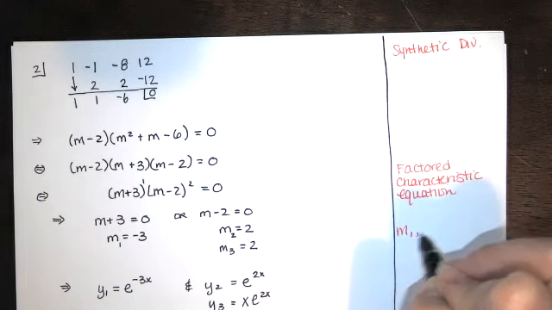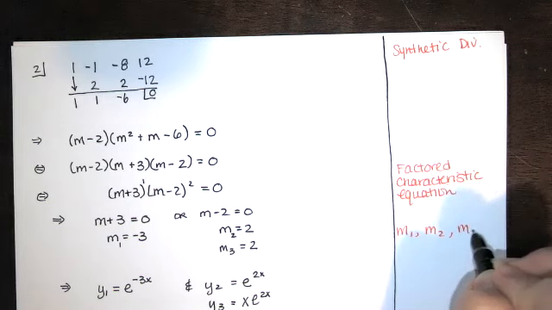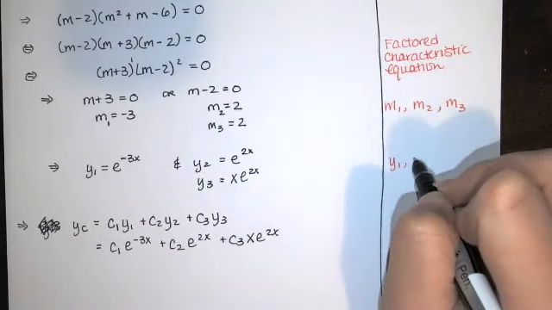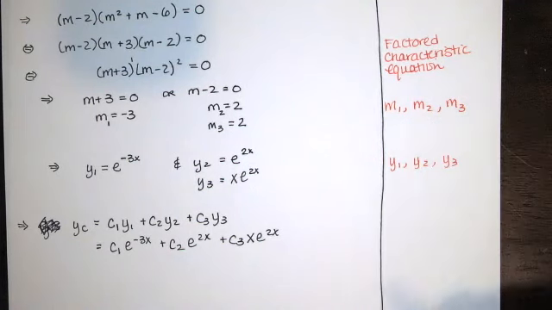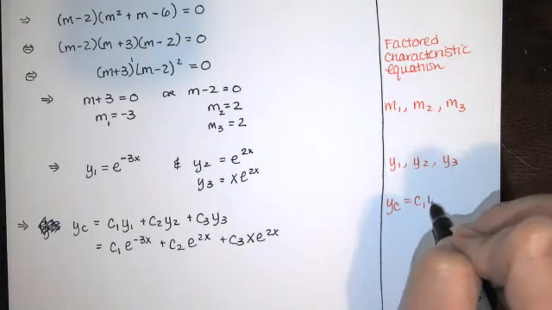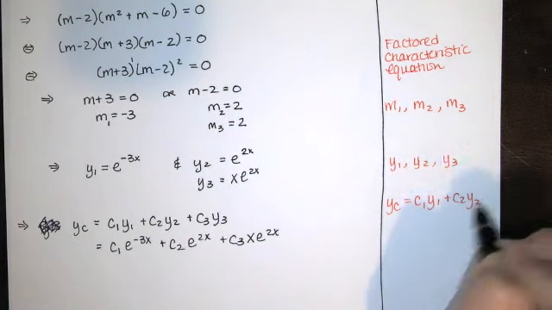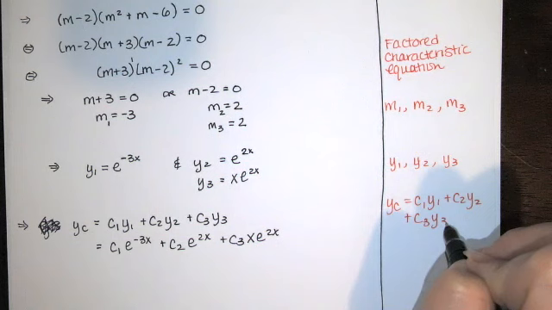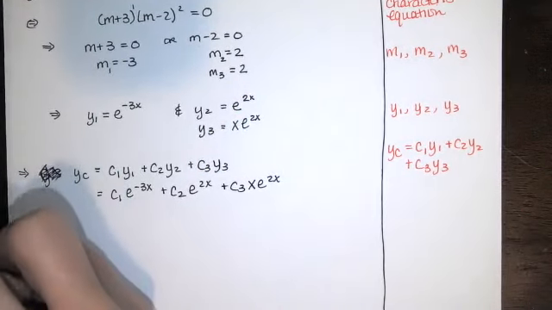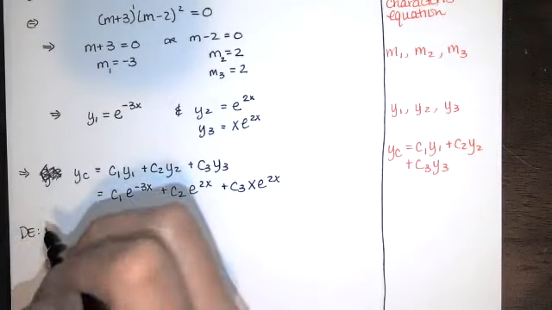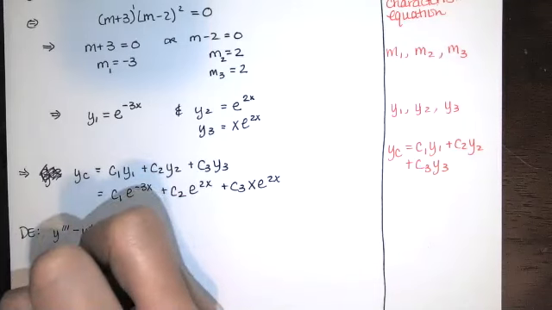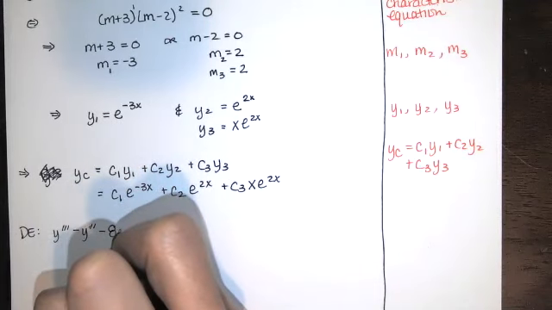And then we found 3 roots, m1, m2, and m3. Those corresponded to 3 linearly independent solutions, y1, y2, and y3. And then y sub c is c1y1 plus c2y2 plus c3y3. All right. And now we want to go back to the original differential equation and find our y sub p.